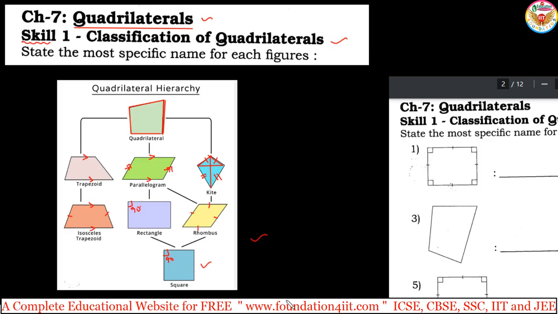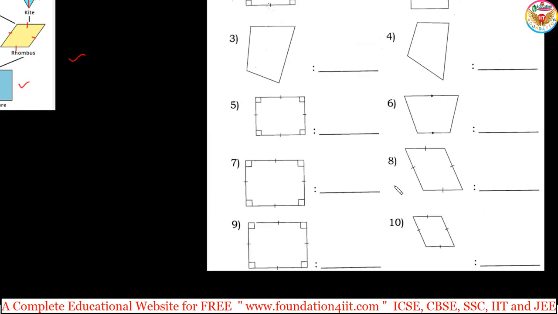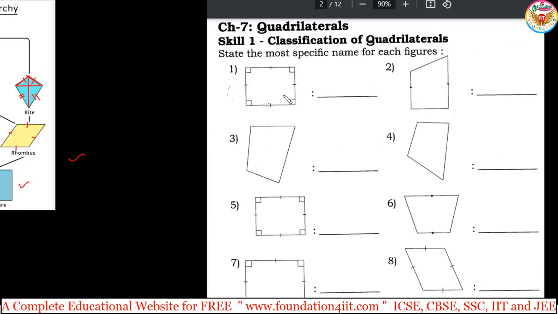Based on this, I'm giving some worksheet questions. You need to fill in this entire worksheet. The diagrams are given in this worksheet, so depending on the property, you can write the names. For example, the first one: every angle is 90 degrees and all four sides are equal, they measure the same. So that's why it's a square.